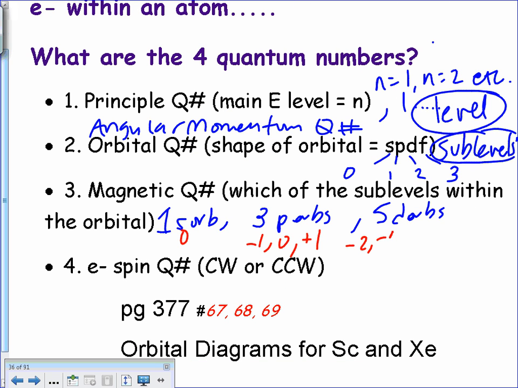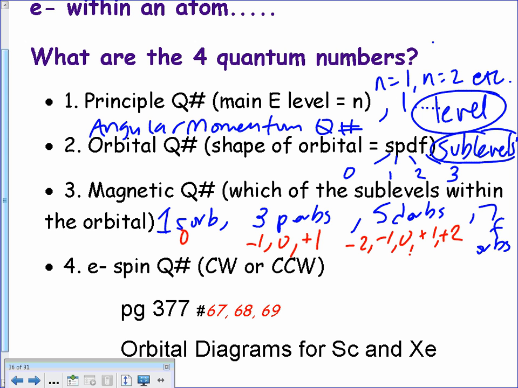Yep, -2, -1, 0, +1, +2, because these numbers should describe the number of orbitals present. There are 5 of them. And then the F orbitals, how many are there? There are 7 F orbitals.